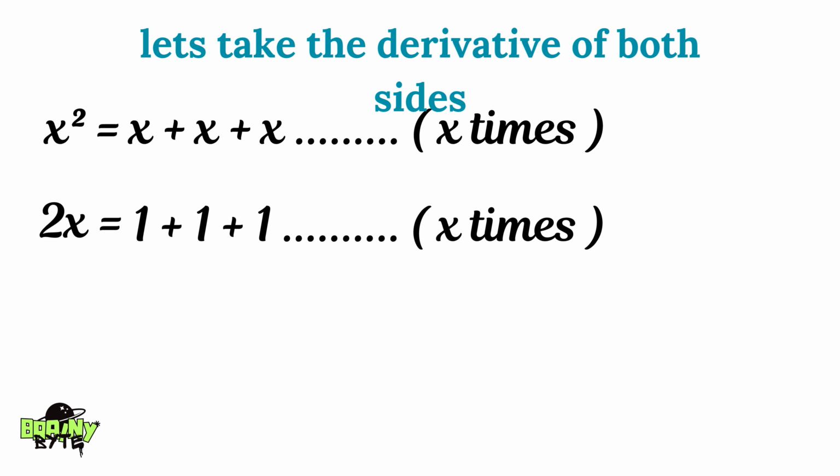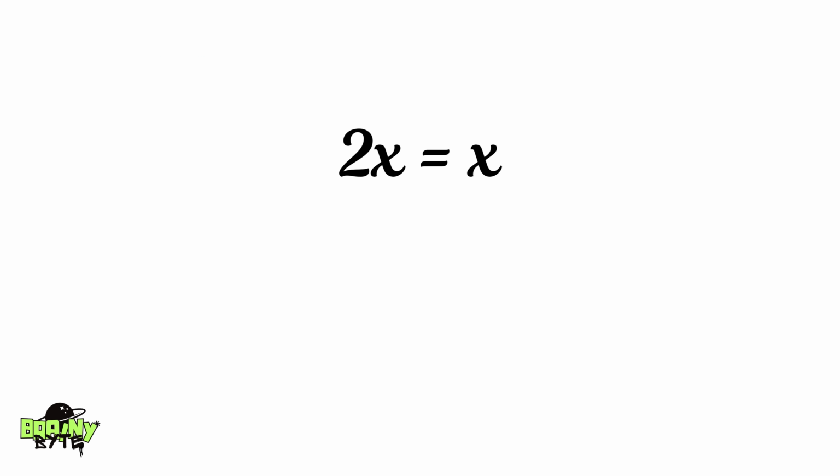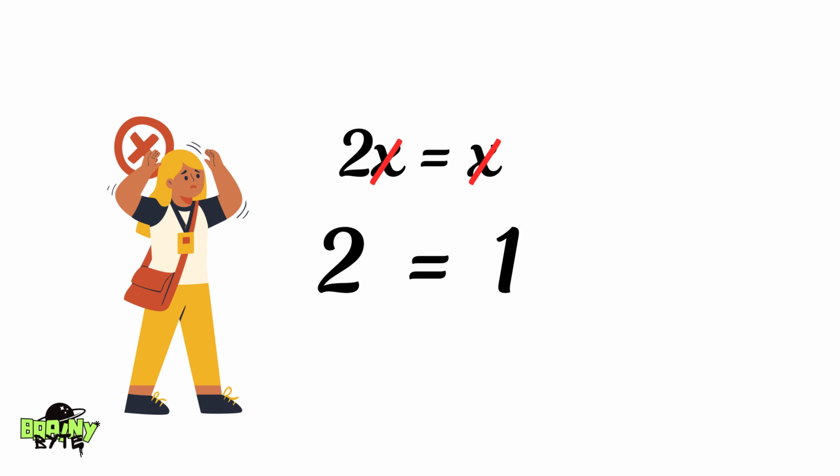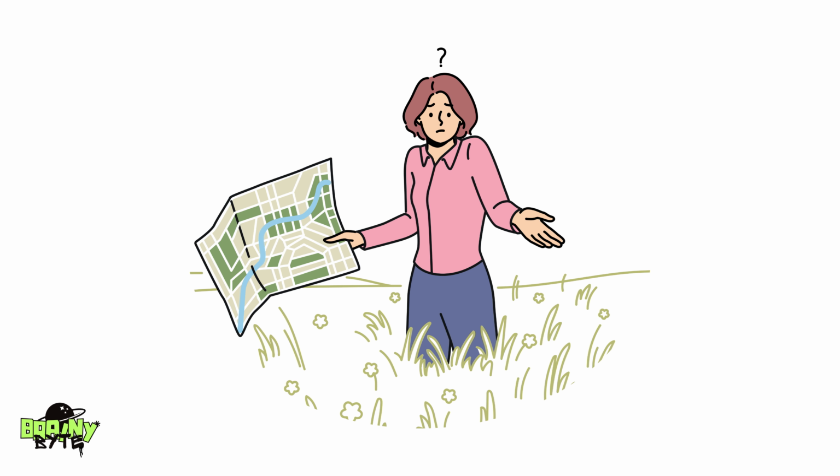Now let's put our two sides back together. The left side became 2x. The right side became x, so we have the equation 2x equals x. Now as long as x is not 0, we can just divide both sides by x. And we are left with the impossible conclusion 2 equals 1. So what happened? 2 obviously does not equal 1. Where is the mistake? Did you find it?